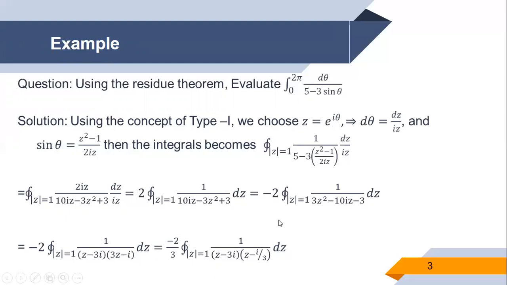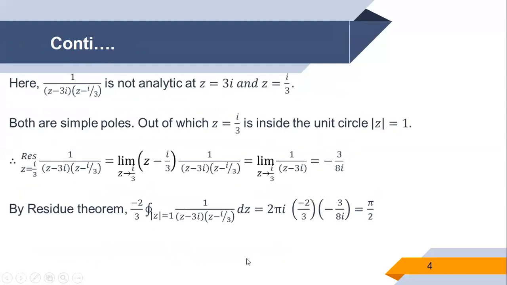So this is exactly a complex integration of the form with z minus z0. Now here the given function, 1 upon z minus 3i and z minus i by 3, is not analytic, obviously, at the points z is equal to 3i and z is equal to i by 3.